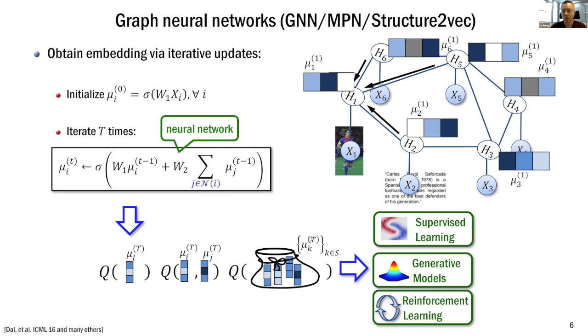So I've been talking about using classification objective function to learn these parameters in this graph neural net. But you can actually also combine graph neural net with many other downstream tasks, such as generative models and reinforcement learning. You will see some of these examples in the later part of the talk.